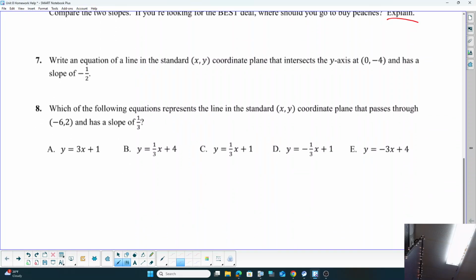Okay, write an equation of a line that intersects the y-axis at 0, -4 and has a slope there.